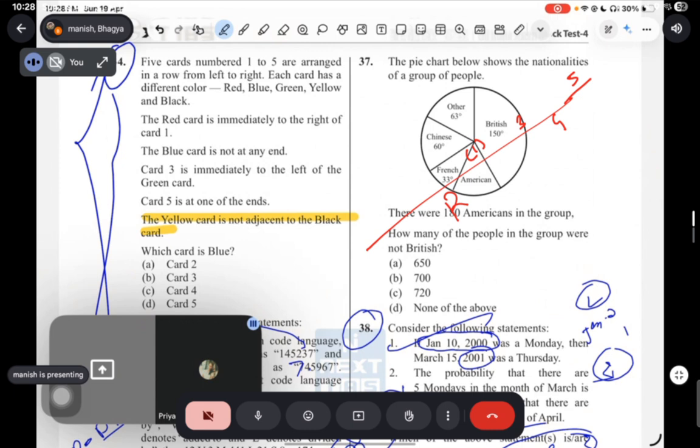Adjacent means like, not together, side by side, right? The yellow card is not adjacent to the black card.